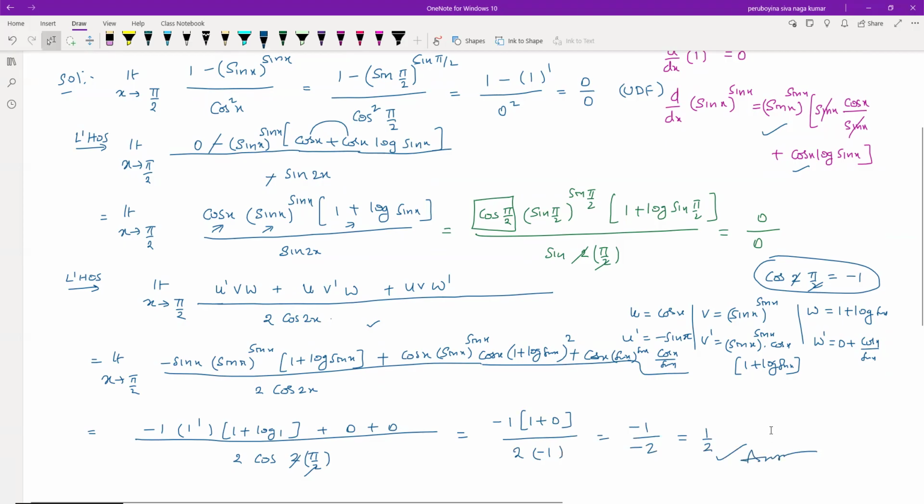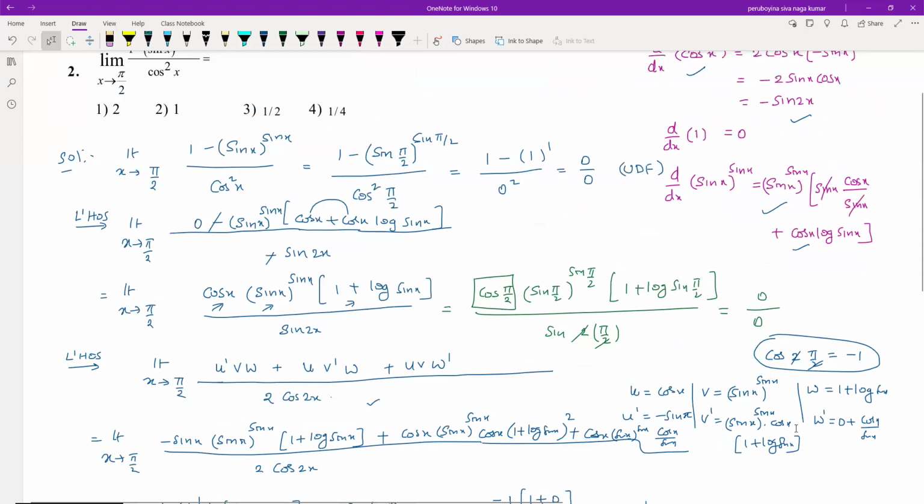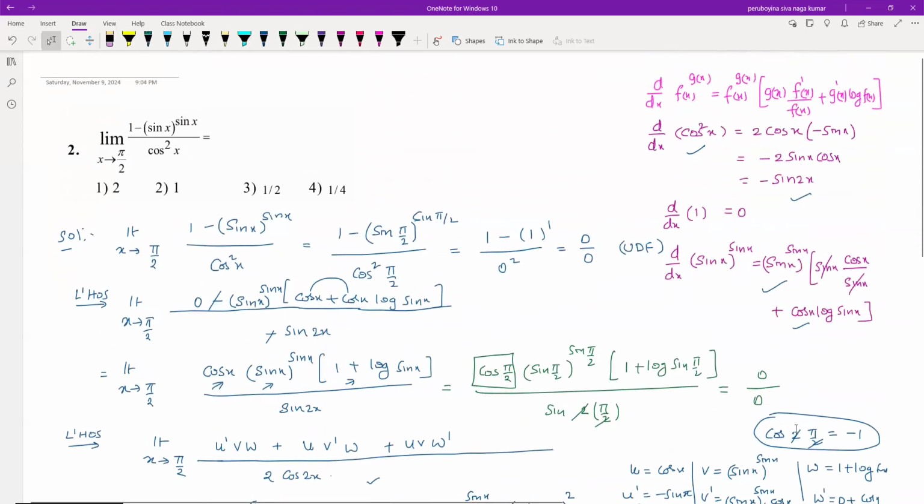You can copy this solution. Understood? Option 3 is correct.